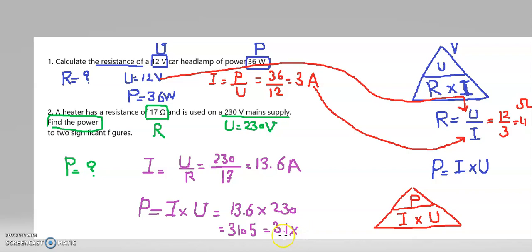And two significant figures means that I can write it down like 3.1 times 10 to the power of 3, and that is 3.1 kilowatt. So I wrote it down in scientific notation, which is 3.1 times 10 to the power of 3, and 10 to the power of 3 is kilo, and the unit of power is watt. So the answer is 3.1 kilowatts.